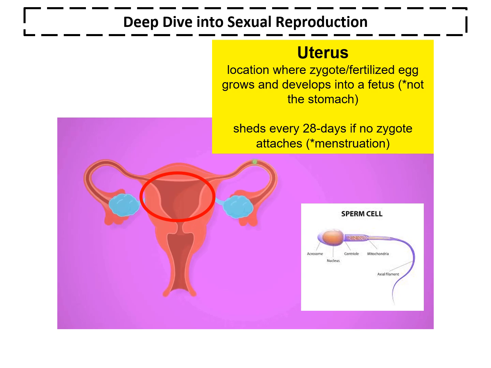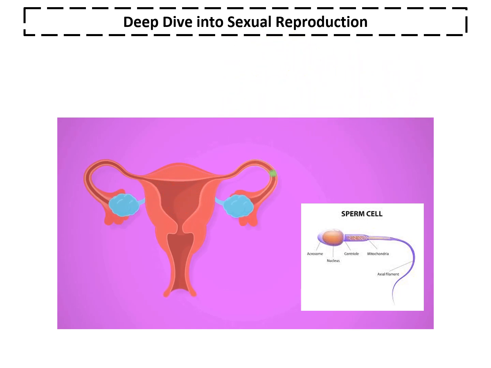Also, the lining of the uterus sheds every 28 days if there is no zygote there developing and growing, and we call that process menstruation.